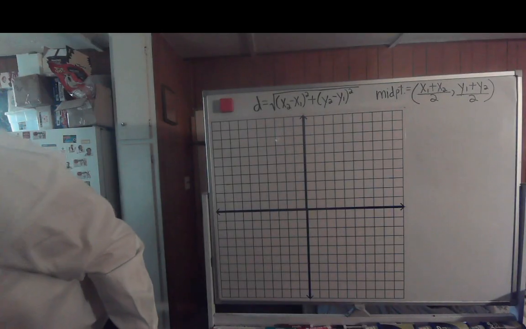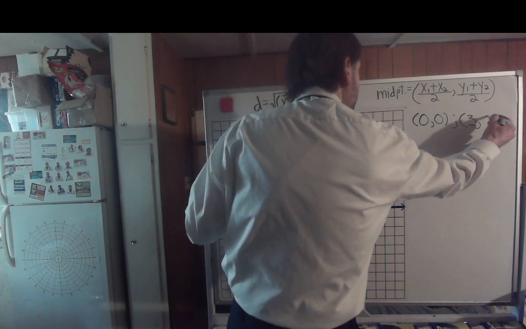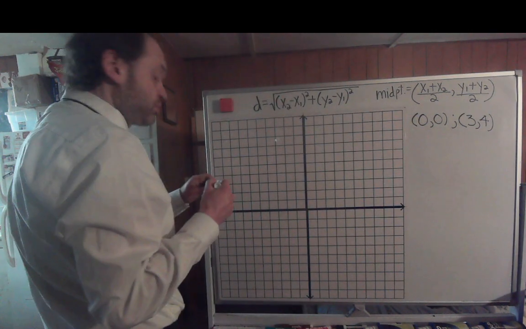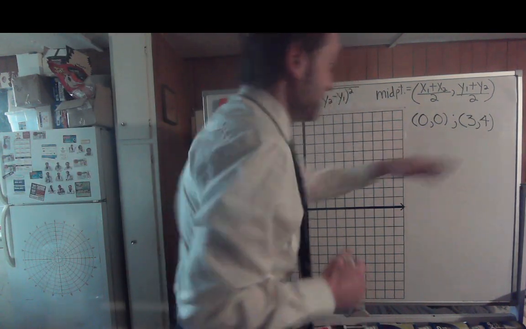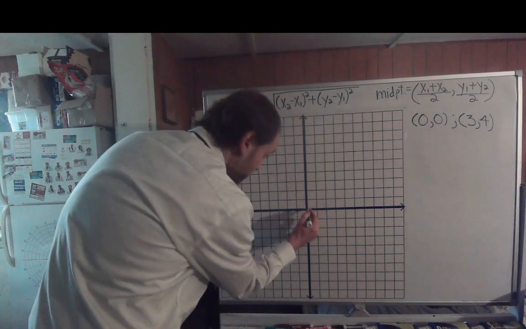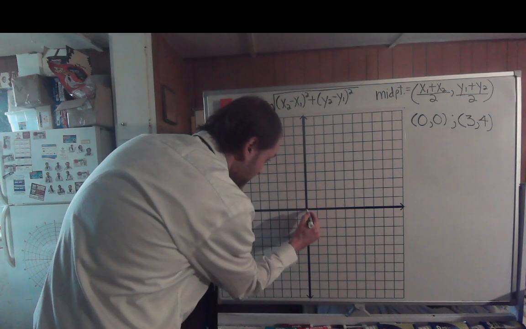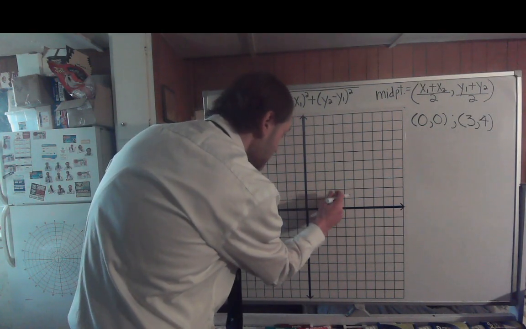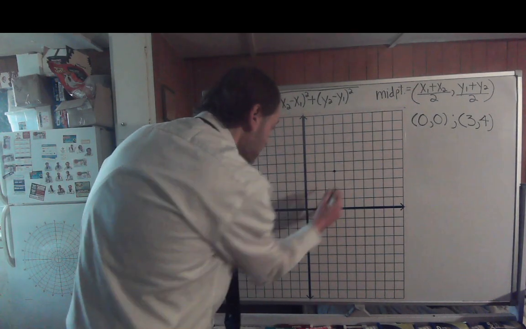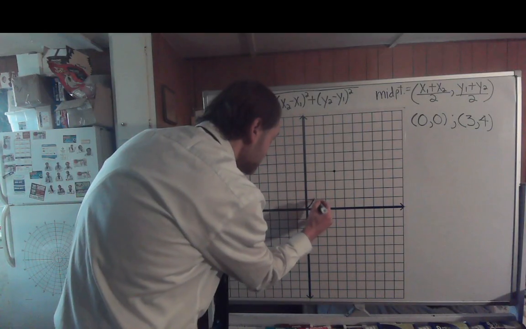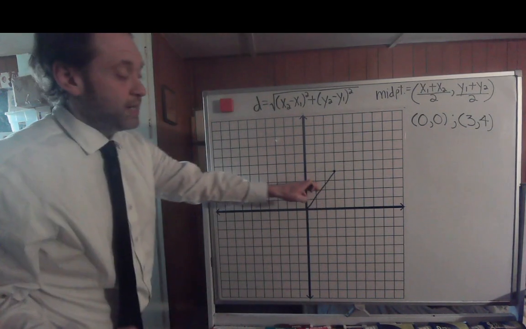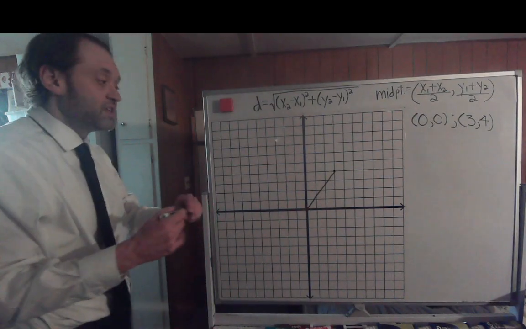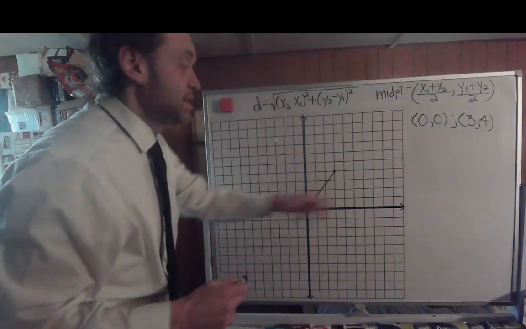So let's say I'm given the points 0, 0, and 3, 4. First, we're going to find the distance between 0, 0, and 3, 4. I'm just going to plot those so we can look at this in real time here. 0, 0, 3, 4. We want to find the distance from 0, 0 to 3, 4, basically the length of that segment.